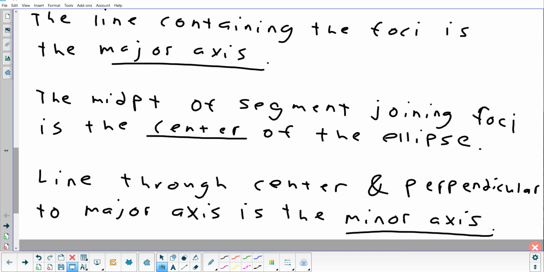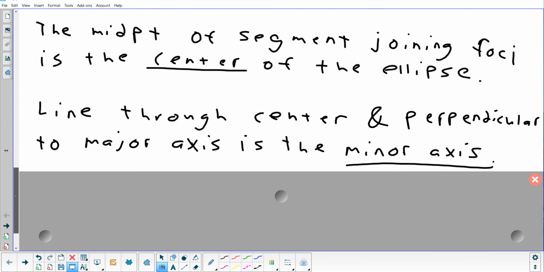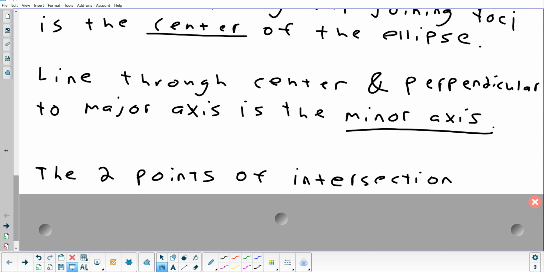The minor axis always goes through the ellipse the short way. So going up and down, in this case, that's the minor axis. And then there's two more points. I labeled them in the diagram, V1 and V2.